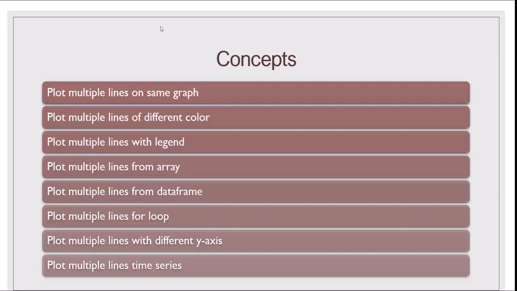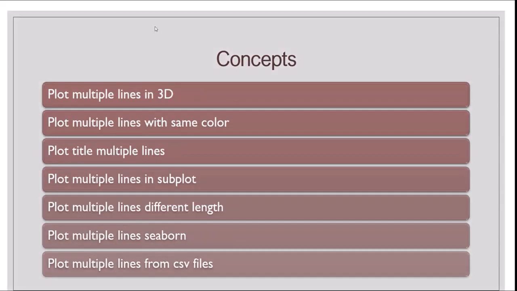We will learn to plot multiple lines using a for loop. Then we will learn to plot multiple lines with a different y-axis. Next, we will learn to plot multiple lines in a three-dimensional graph. Next, we will learn to plot multiple lines with the same color. We will also learn to plot multiple lines with a title. We will learn to plot multiple lines in a subplot.